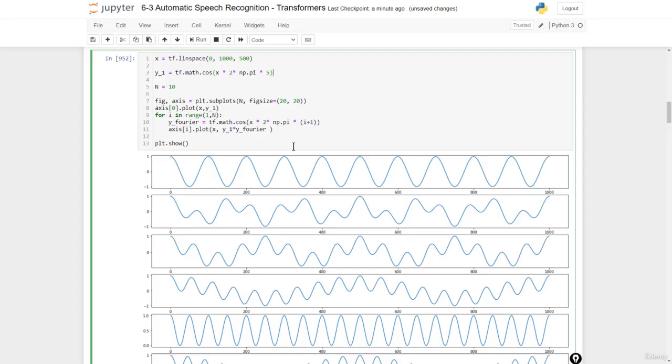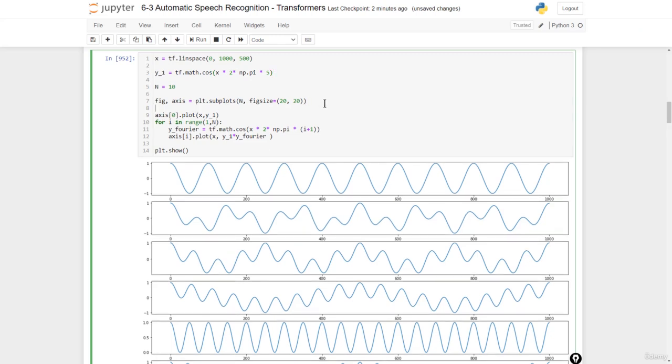To better show how the Fourier transform does the frequency or information extraction, let's take this example. Suppose we have y1, which is the cosine of 2 pi f x.